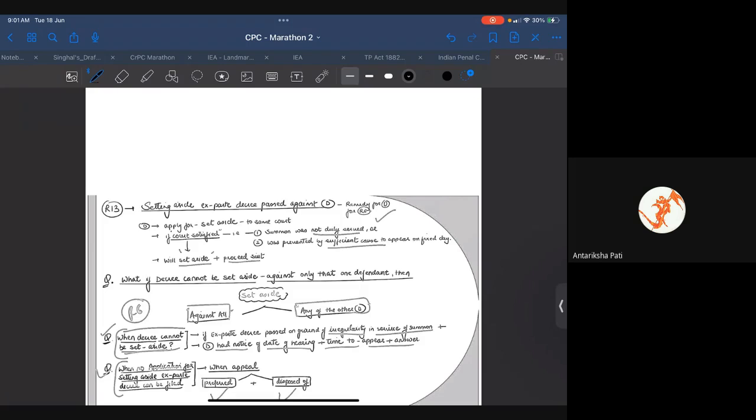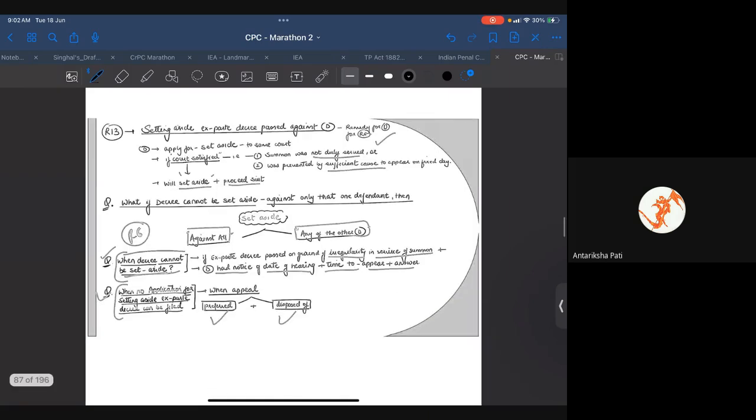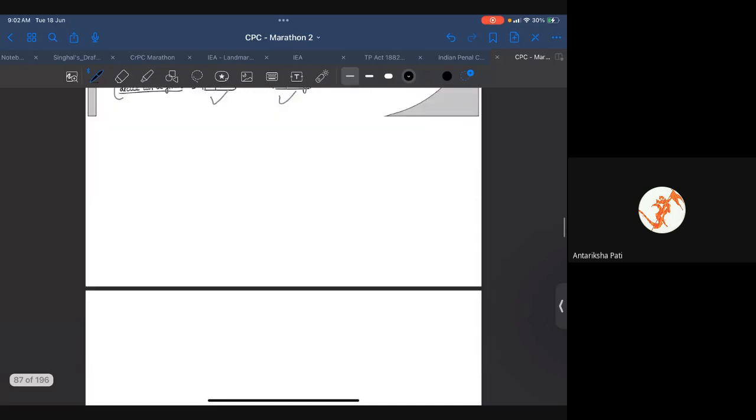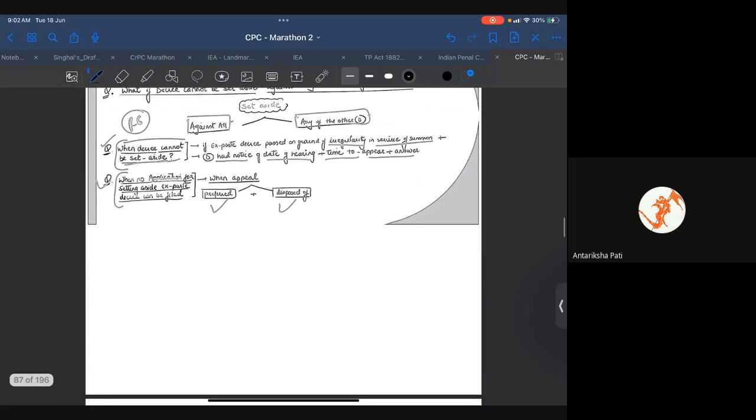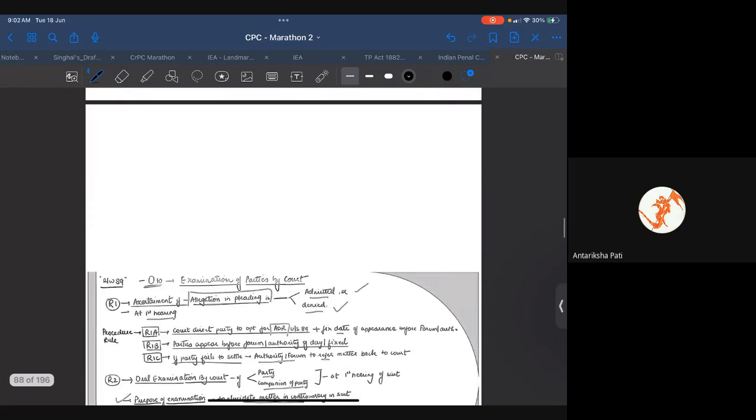And if an ex parte decree is passed on the ground of irregularity in service of summons, and the defendant had notice of the date of hearing and time to appear and answer, then in that case it will not be set aside. And when an appeal has been preferred or disposed of, then you cannot file an application for setting aside the ex parte decree. Okay, because you have concurrent remedies, you can go for appeal or setting aside, but if you go for appeal, then you can't go for setting aside again.